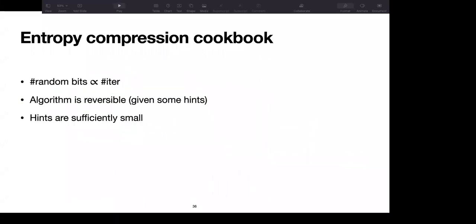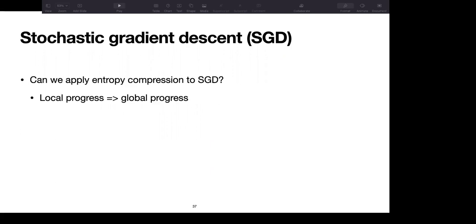Specifically, how would you use that to show that your favorite algorithm terminates? First, you need a randomized algorithm, of course, and the number of random bits must be proportional to the number of iterations. You need that the algorithm is reversible in some sense, that is, you can reconstruct the randomness, and it's fine if you use some hints to do that. But the hints need to be sufficiently small compared to the randomness you're getting. So let's take this and try to apply it to SGD, okay?